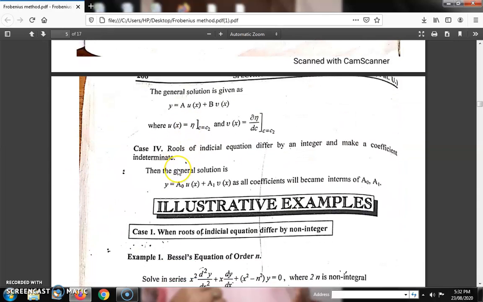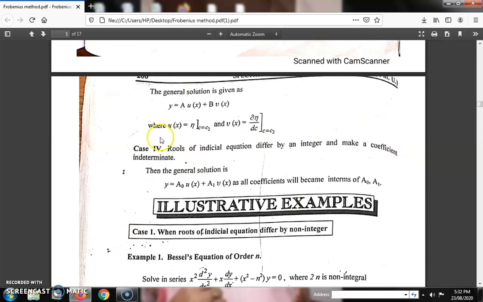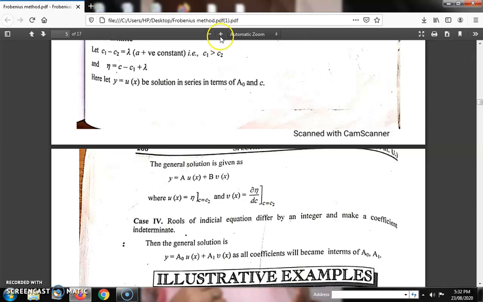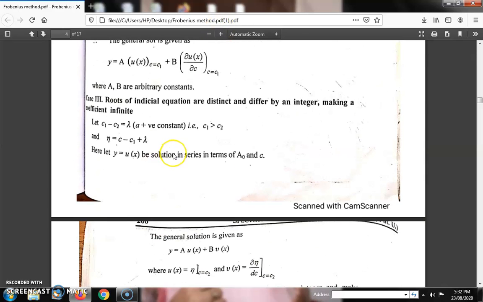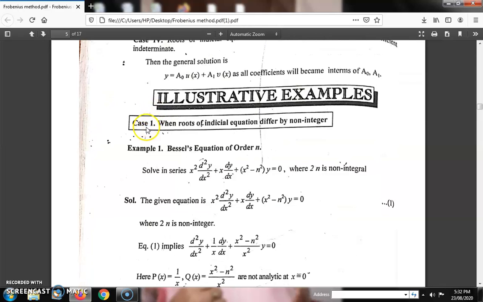Case 4 is also there, when the roots of the indicial equation differ by an integer and make a coefficient indeterminate. Here the roots differ by an integer as in case 3, but make a coefficient indeterminate. What is the difference between infinite and indeterminate? In indeterminate you will get the form 0 by 0, infinity by infinity, like that. But in infinite you will get an infinity value. So that was case 4. We will discuss the 4 cases with some examples.